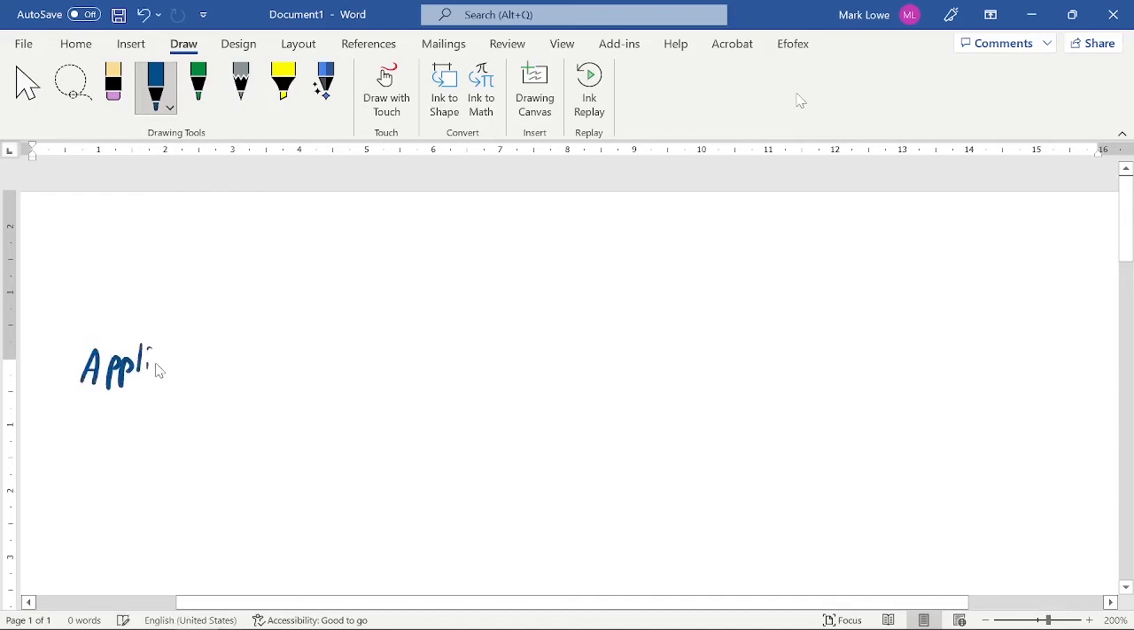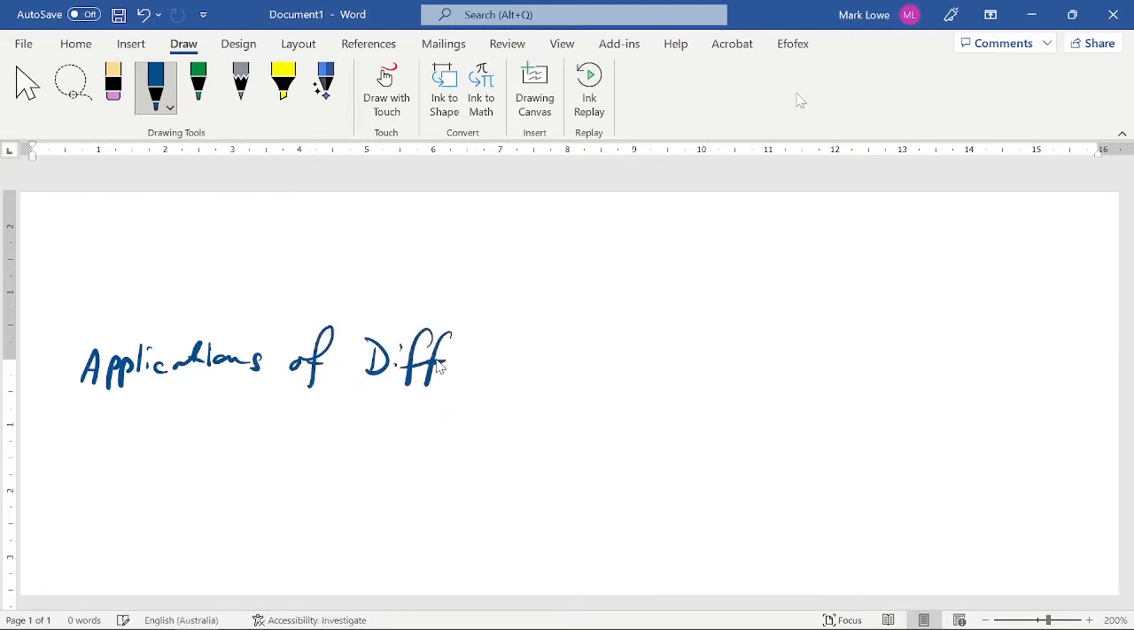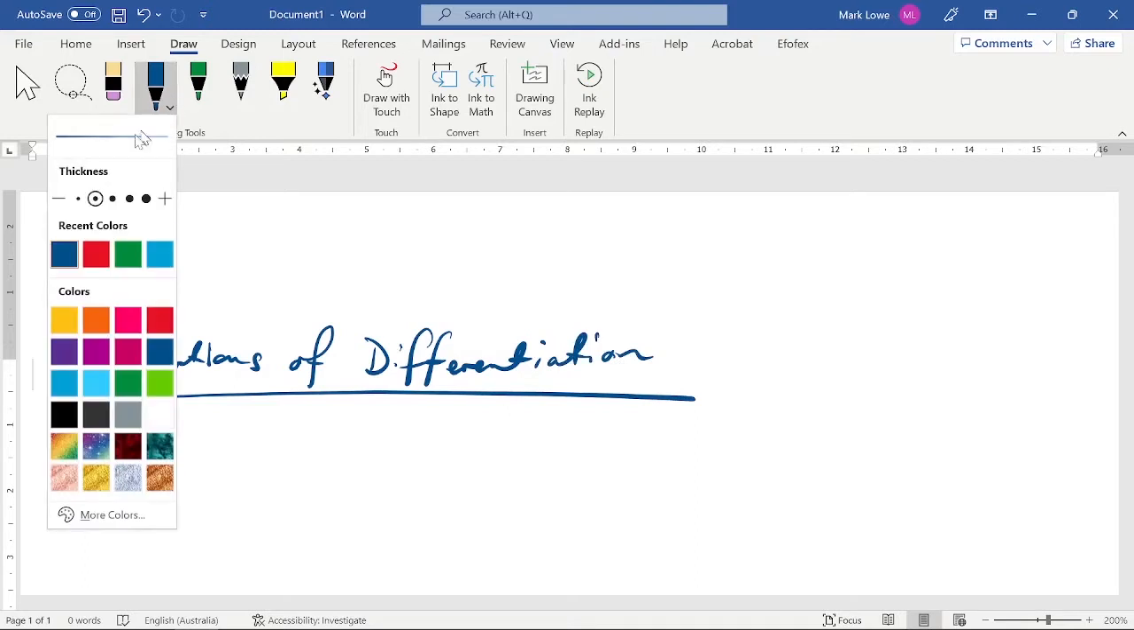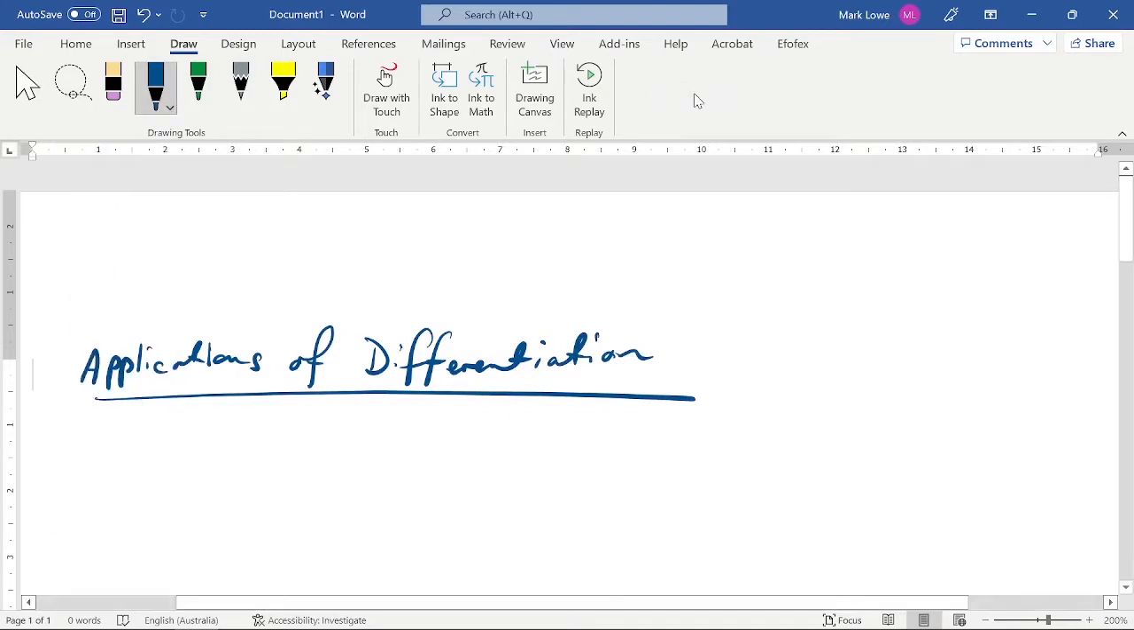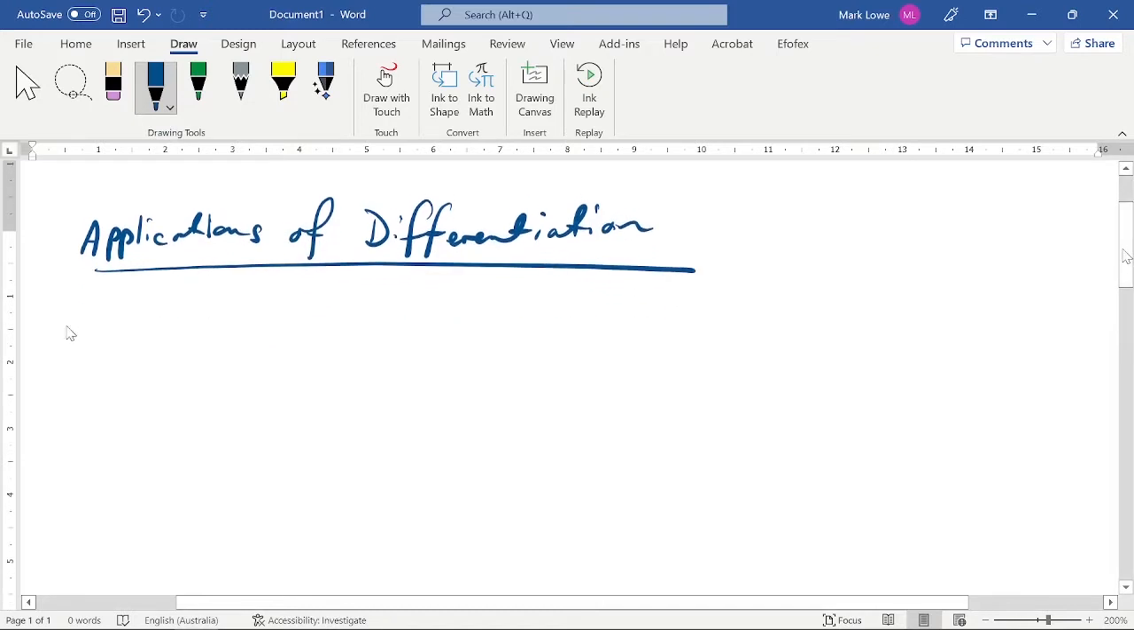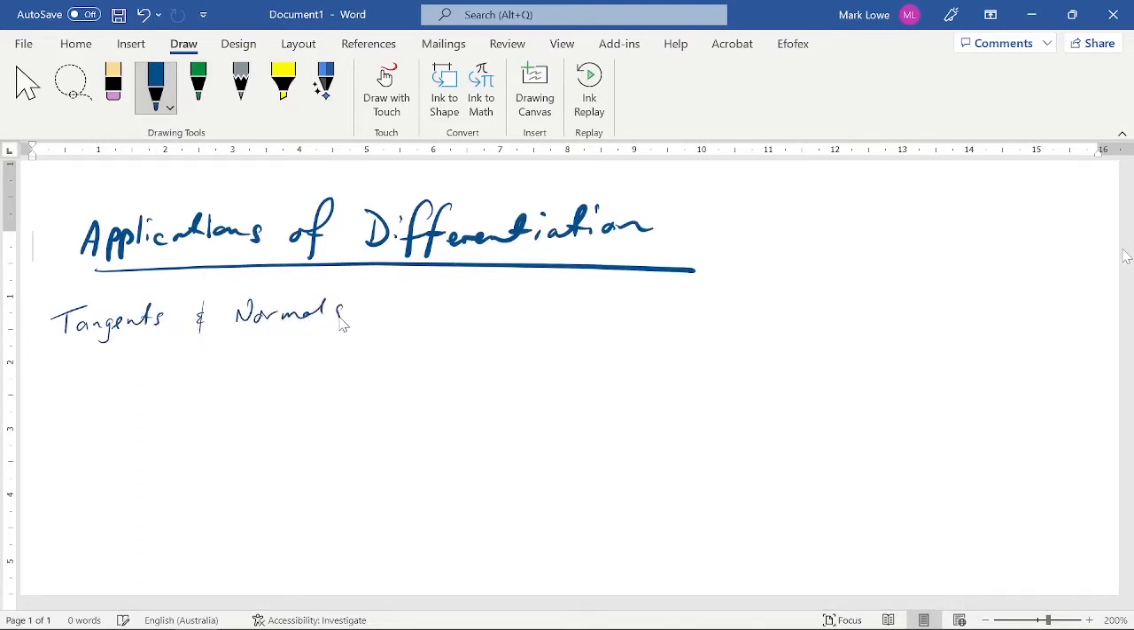Okay, so we're looking at applications of differentiation. Let's see if we can make that little. Okay, so starting with tangents and normals. Yeah, so we did look at normals last year. I remember what a normal is. We're thinking about tangents and normals.